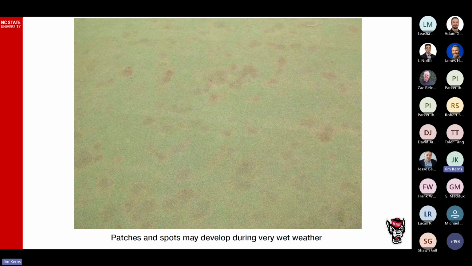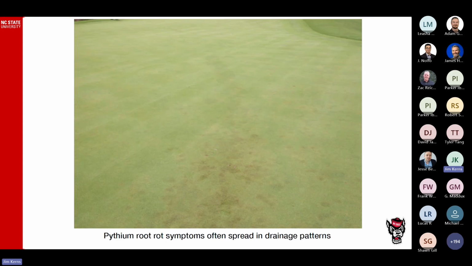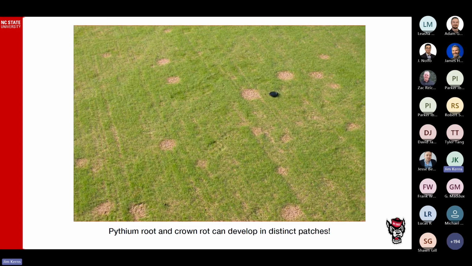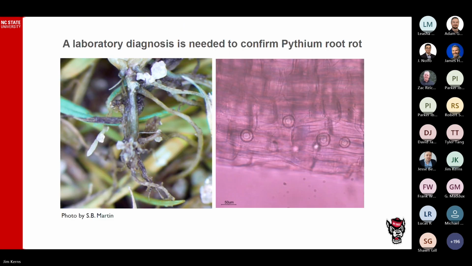So these things develop during very wet weather, patches, spots like this, and it tends to start pretty small. If you're lucky, you can see them moving down a slope, or spreading in a drainage pattern as it looks like it's doing here. It can be a tricky disease because we think of it being more irregular, but it can develop in more distinct patches. You might think this was summer patch or microdochium or something else, but it can show up in distinct patches as well. You really need to get a laboratory diagnosis to confirm this.